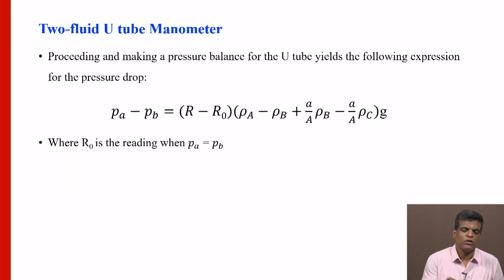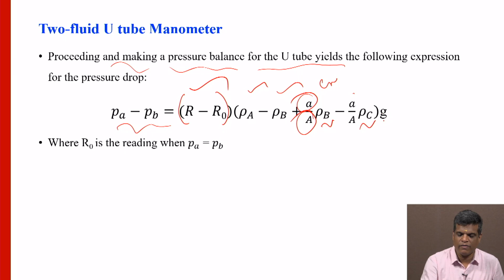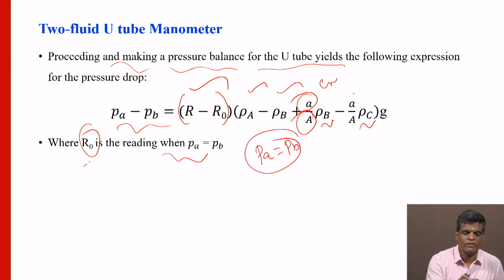We denote it like this. Then, proceeding with the pressure balance, finally we can write PA minus PB equal to R minus R naught, times rho A minus rho B, where small a is the cross sectional area of the smaller one and capital A is the larger area. In the same way, rho B is the density of the lighter fluid. Then what do we mean by R naught here? R naught is the reading when PA equals PB. Okay, this is a two fluid U tube manometer.